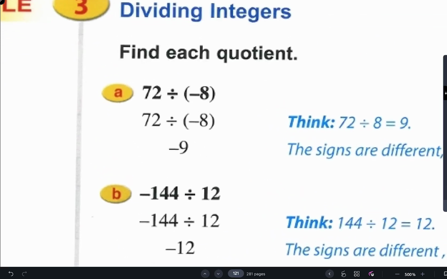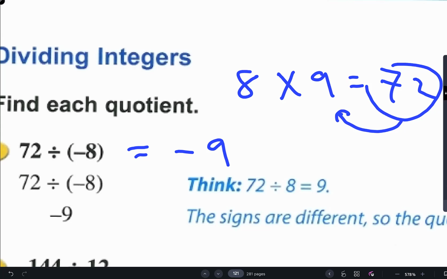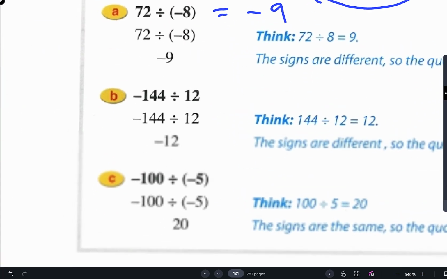So we have 72 positive and negative 8, the result will be negative. Why? In dividing and multiplying, if you have different signs the result will be negative. So negative, and 72 divided by 8 equals 9. Why, teacher? How do you know? 8 times 9 equals 72. 72 divided by each one, so this is the result. So 72 divided by 8 equals 9, 72 divided by 9 equals 8. Okay, so you have to memorize the multiplication chart.